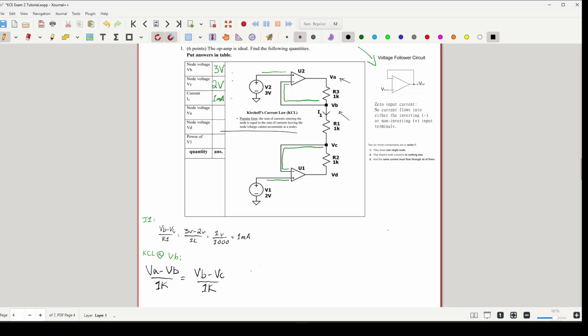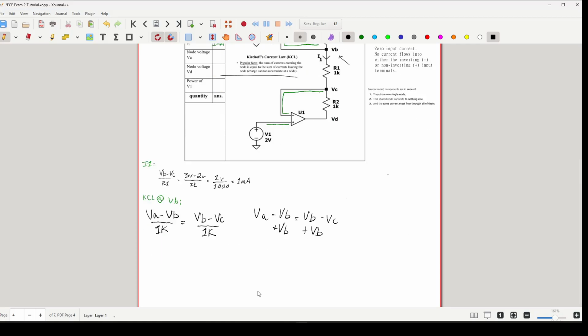Let's look at how this simplifies. And remember, hold off on plugging in the known values. We'll have VA minus VB equals VB minus VC. If we're solving for VA, we isolate that by adding VB to both sides. This gives us VA should be equal to 2VB minus VC.